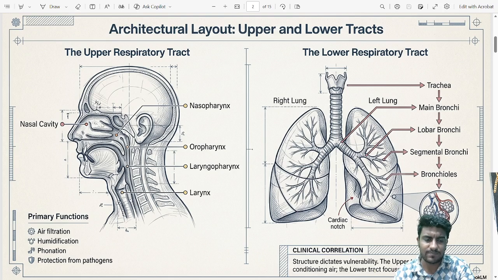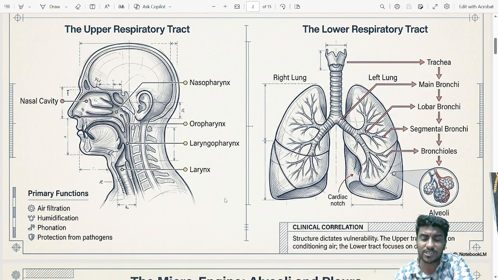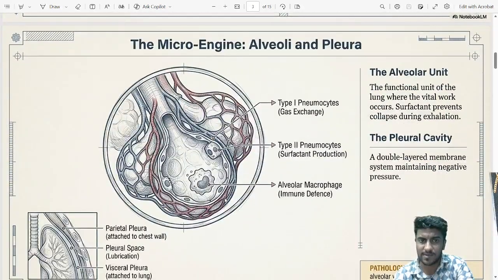Nostrils, nasal cavity. So here you have the nasopharynx, oropharynx, laryngopharynx, the larynx. Then there's a windpipe, which is the trachea. So there's upper respiratory tract infection and lower respiratory tract infection, which occurs in the LRT. So here you have the bronchi, main bronchioles, primary, secondary, tertiary bronchioles, and alveoli. The primary function is air filtration, because mucus helps in the humidification and protection from pathogens as well.